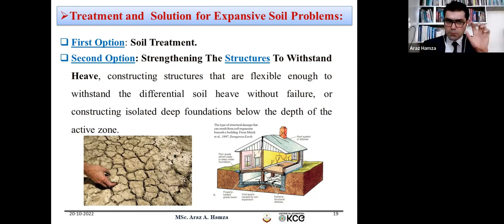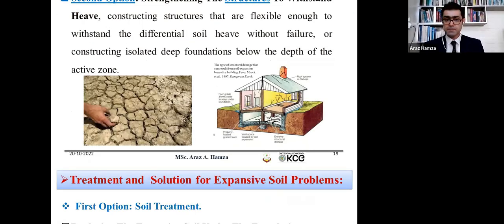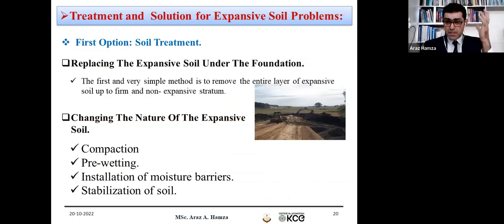Now, I would like to focus on the first option, which is the soil treatment. How can we treat the soil? The second option is already discussed and we can do it as a structural engineer, and I'm focusing in the next slide on adding some strategy. For you as a civil engineer, it's required to think about the first option, soil treatment, because this is not costly compared with the structural variation.